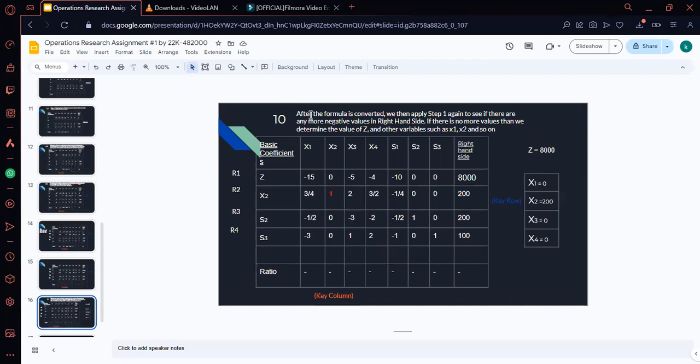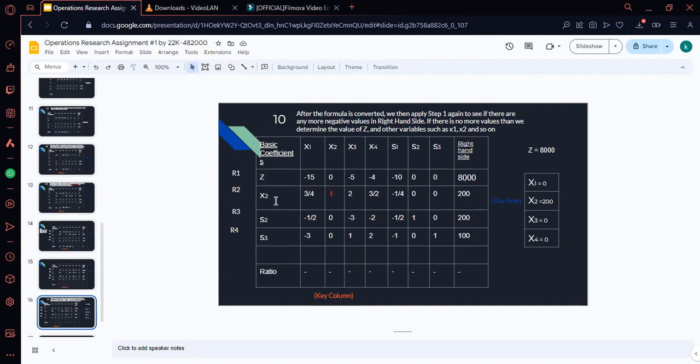After this, we will again apply step 1 to see if there are any more negative values in the right hand side. In the right hand side, there are no more negative values. That means our process ends here. If this was negative 8,000 or negative 200, we would have again applied the steps from 1 to 10. But over here, the step is finished. There are no more negative values. After that, we will determine the value of the objective function z and other variables.